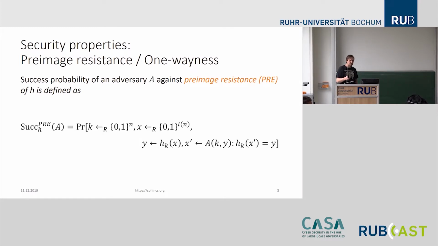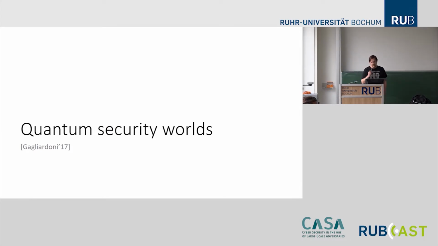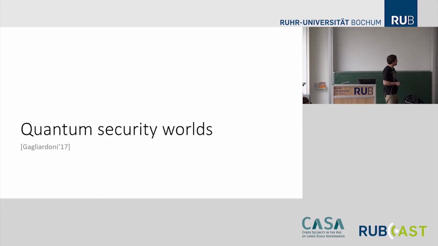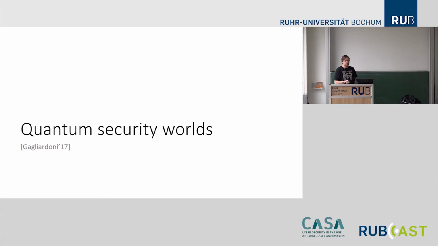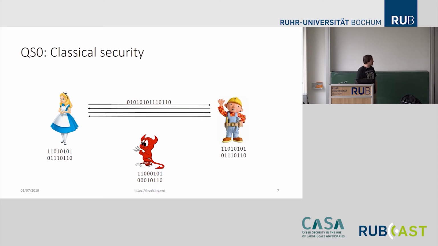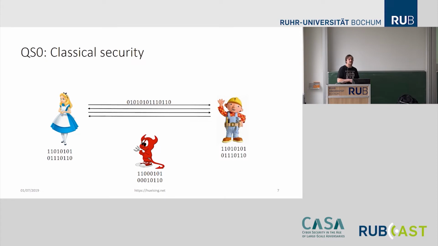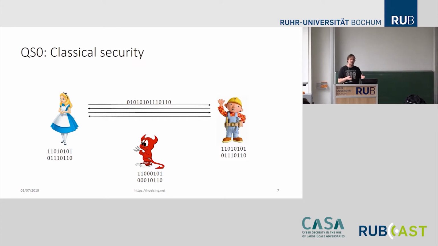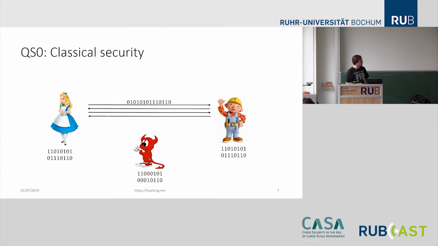If I talk about quantum security worlds, then I briefly want to establish some terms, because this got somewhat wide at some point. Tommaso Gagliardoni, a colleague of mine, did in his PhD thesis a nice distinction of different security settings. The first setting he describes as QS0 is just the classical security games which most of you know from crypto papers. So we've got the classical Alice that wants to talk to a classical Bob, uses a classical channel for this, and our adversary is also classical.